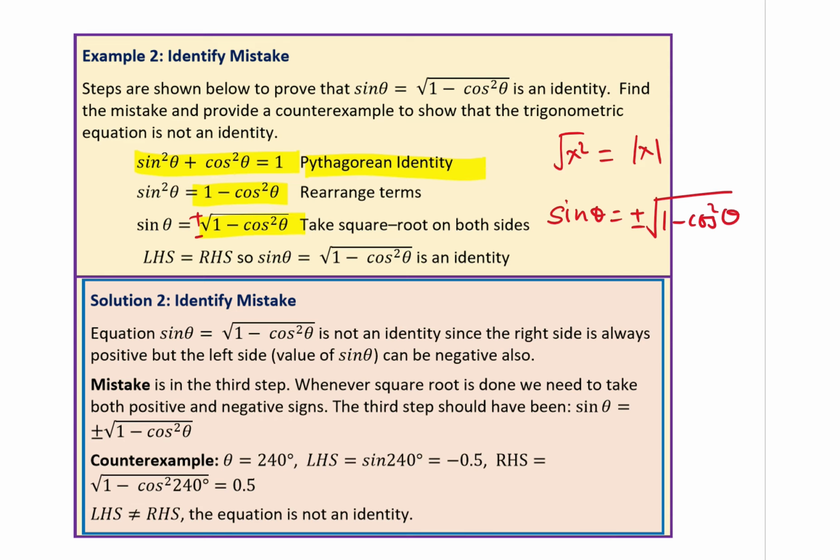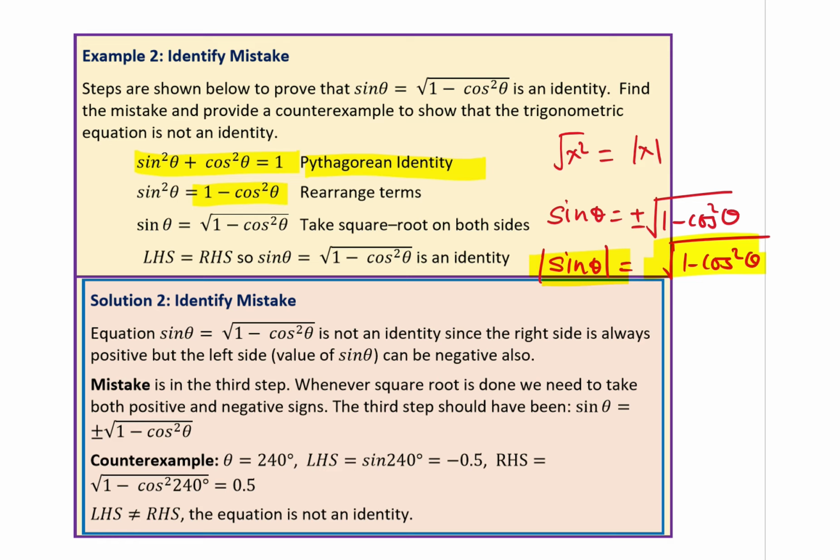Square rooting, you could have done either like this, or you could have written the absolute value of sine theta equals the square root of 1 minus cos square theta. That will be an identity. You get the idea. So these two could be identities. I'll prefer the second statement, which is the absolute value of sine theta equals the square root of 1 minus cos square theta. That is an identity. You get the idea. That is why I had asked you this question.